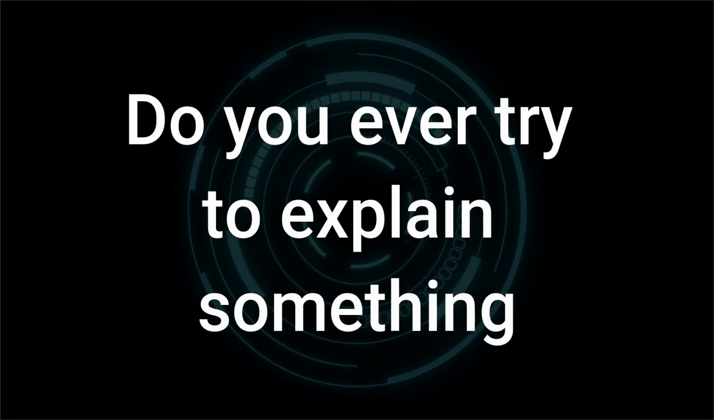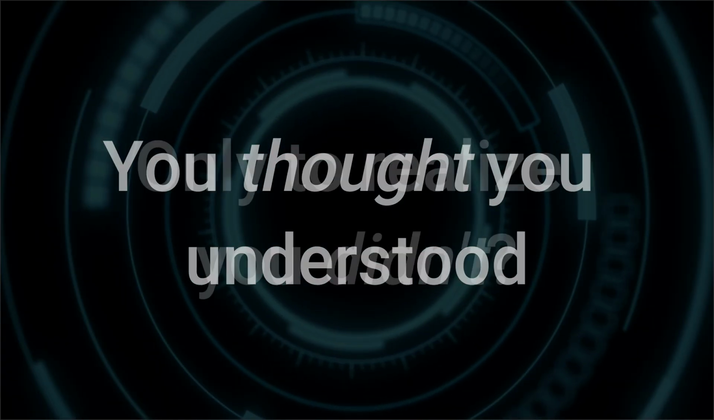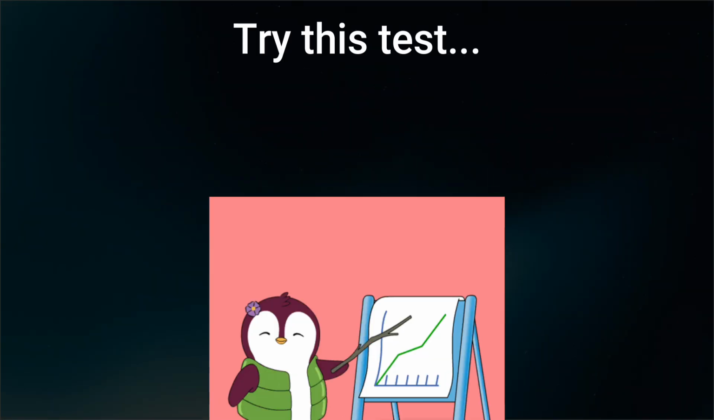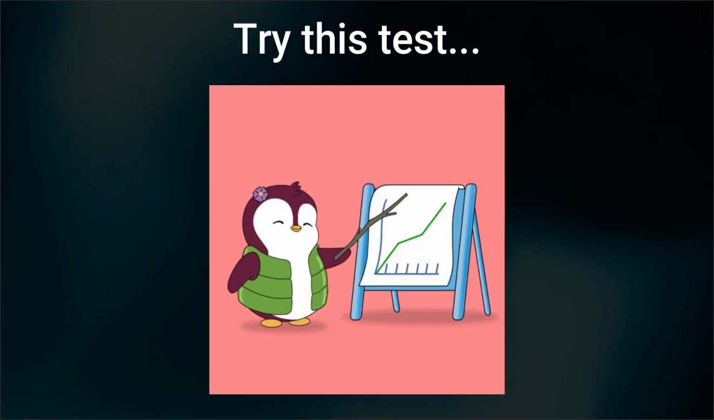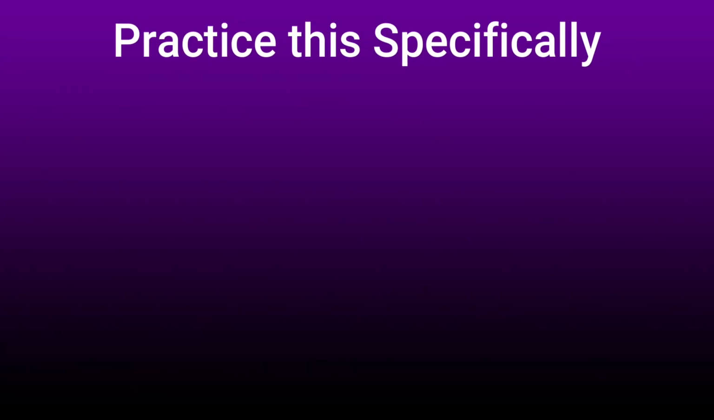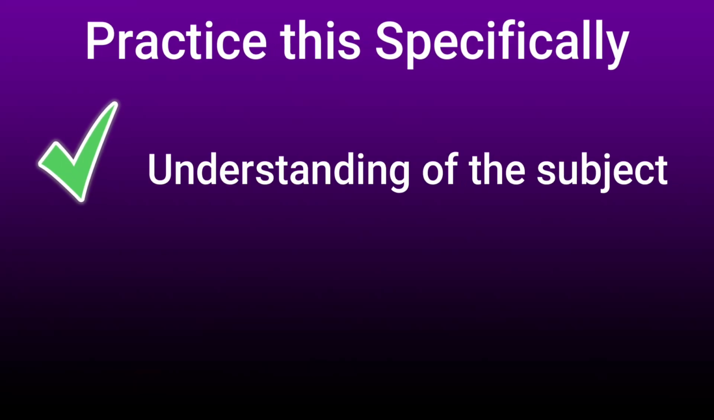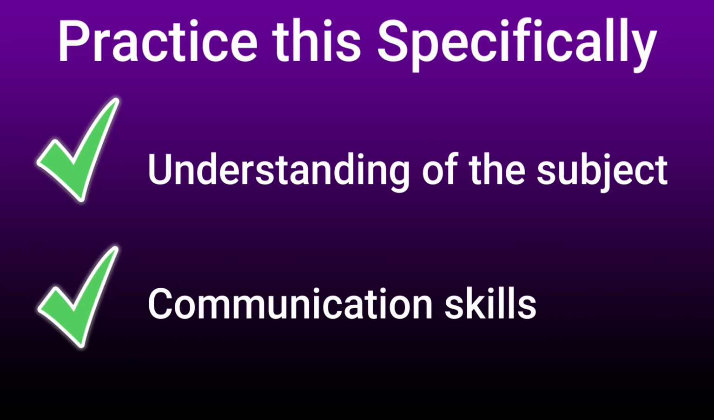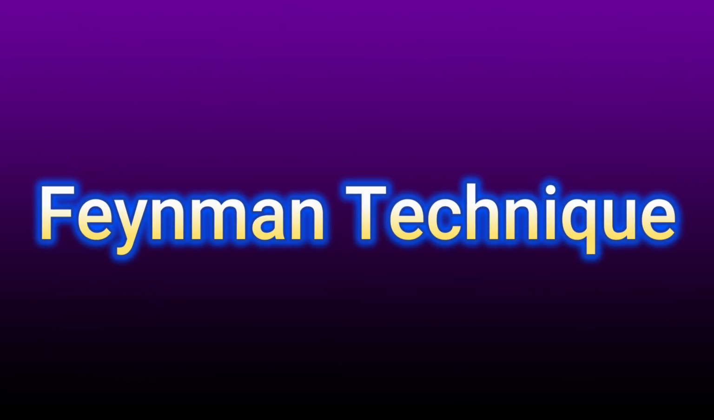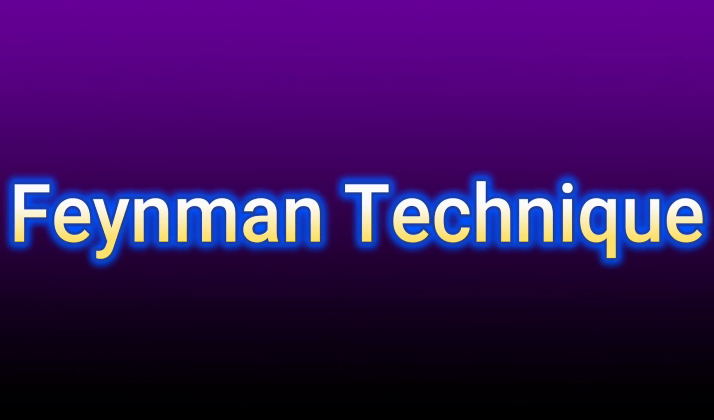Do you ever try to explain something you thought you understood only to realize you didn't? If you're learning something, a good test of how well you know it is whether you can explain it so clearly a sixth grader could understand it. Practice doing this specifically, and you will not only improve your understanding of the subject, but also your communication skills. This method of learning is called the Feynman Technique, and it is a great way to take your knowledge to the next level. Let's dive in.